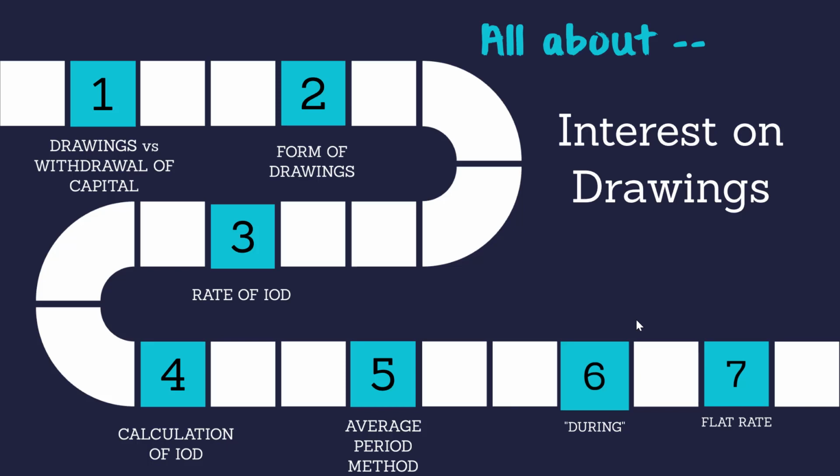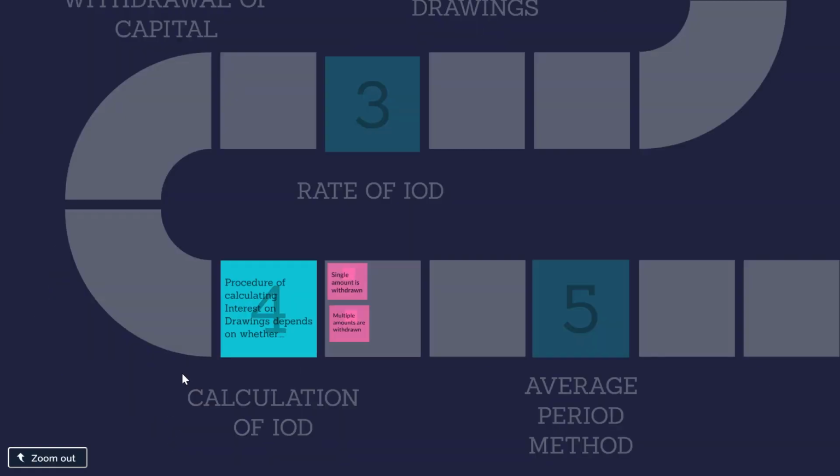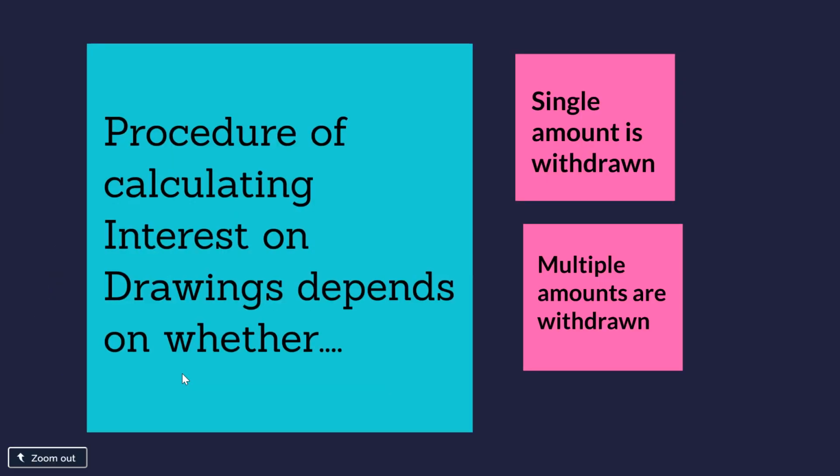Hi, in this video we will be discussing the calculation of interest on drawings using the average period method. Let's recall what we learnt. We said that the procedure for calculating the interest on drawings depends on whether a single amount is withdrawn or multiple amounts are drawn. We did an example when a single amount is drawn.